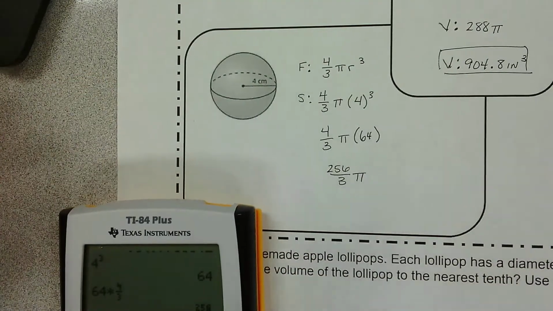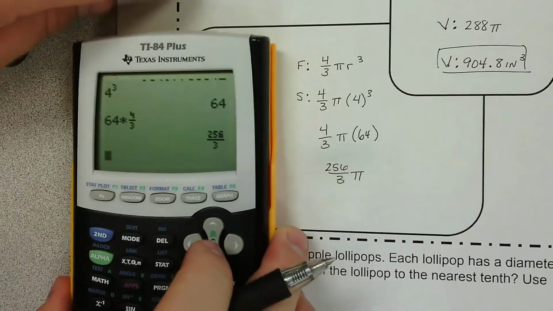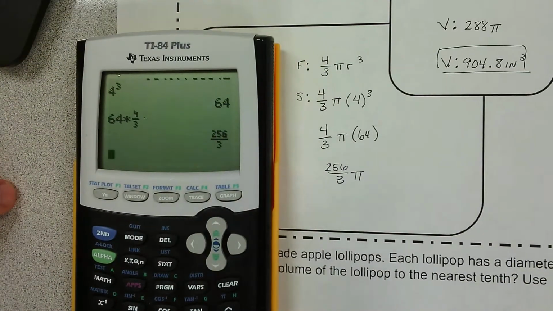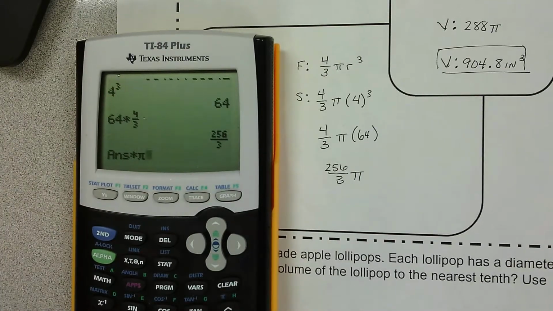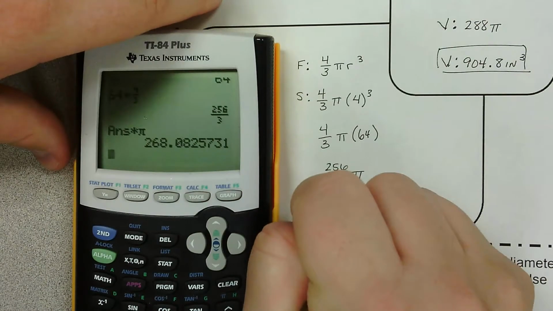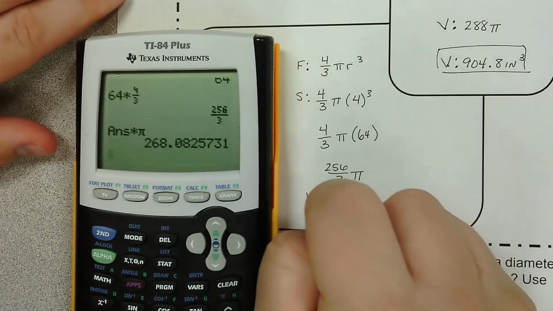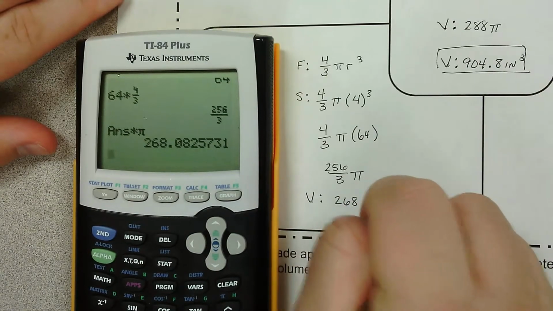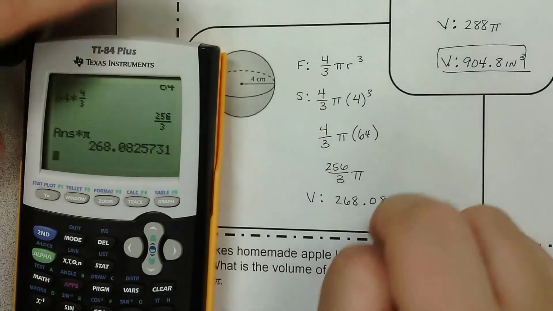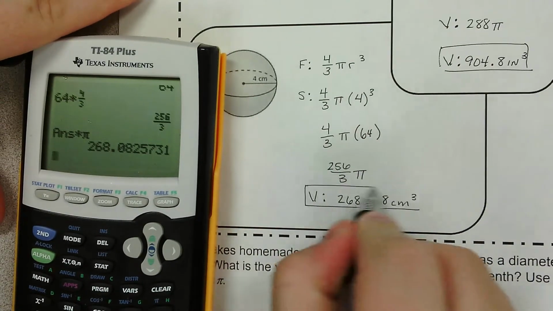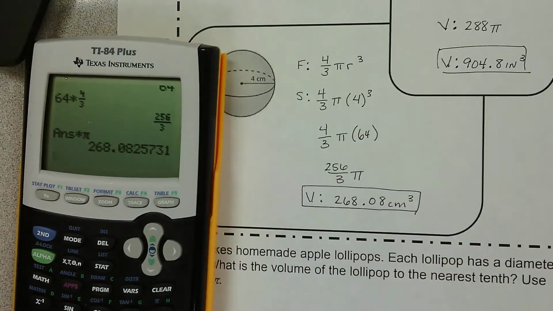We're going to go ahead and figure this one out. Let's go to the nearest hundredth on this one. So we're going to go this times pi, and we get our volume, which is equal to 268.08. Our units are centimeters cubed. Alright, so there's our second one.